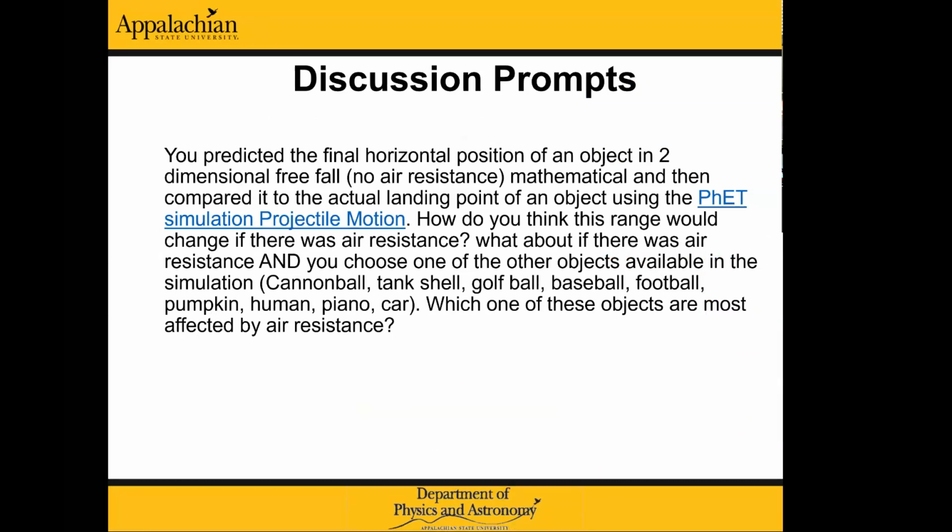And here's the discussion prompt. I kind of mentioned it already. So you predicted the final horizontal position of an object, right? So basically you calculate where it should land. And how do you think this landing point would change if there was air resistance? And what if you chose one of the other objects? So the different objects, you can have cannonball, tank shell, golf ball, baseball, football, a pumpkin, a human, a piano, or a car. And then just discuss about that.